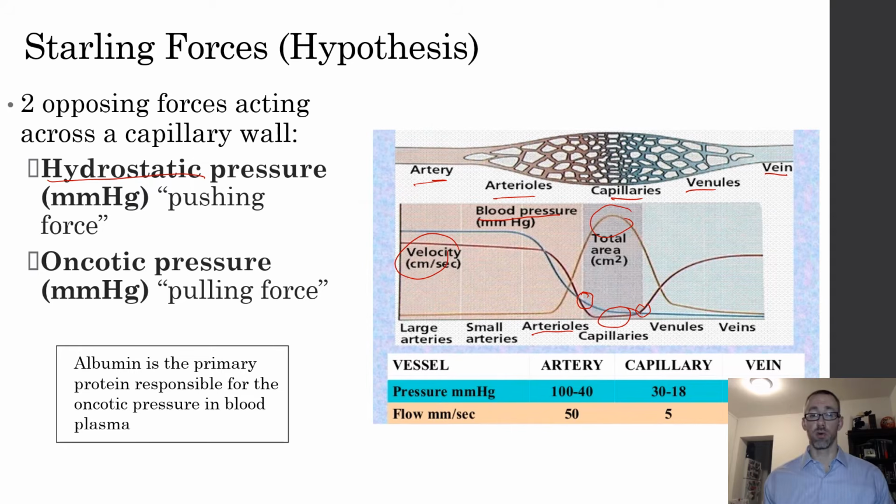Now there's an opposing force called oncotic pressure. All right, this is also measured in millimeters of mercury. Now this can be considered like a pulling force, if you will. In other words, this is like the osmotic pressure that we talked about in the previous lectures. Okay, but it's a special type of osmotic pressure that's exerted by the proteins in the vessels. The main protein being albumin. Albumin is the primary protein responsible for oncotic pressure in blood plasma. It makes up about 80% of it. All right, then there's globulins, which make up another 20%. So these proteins are very numerous.